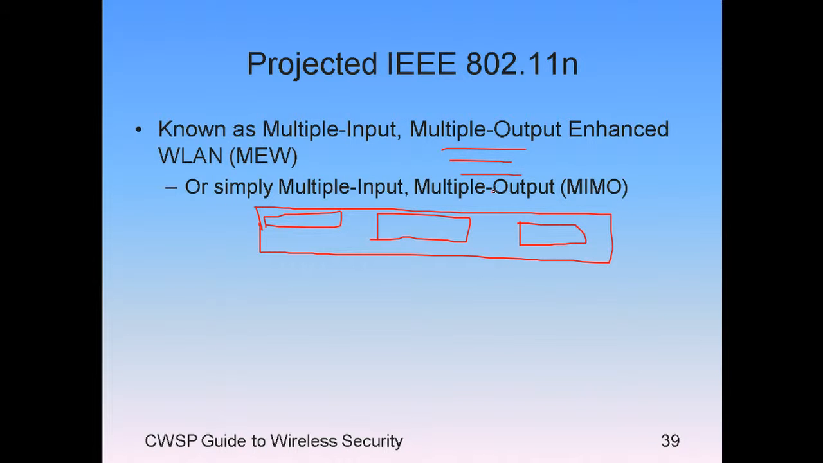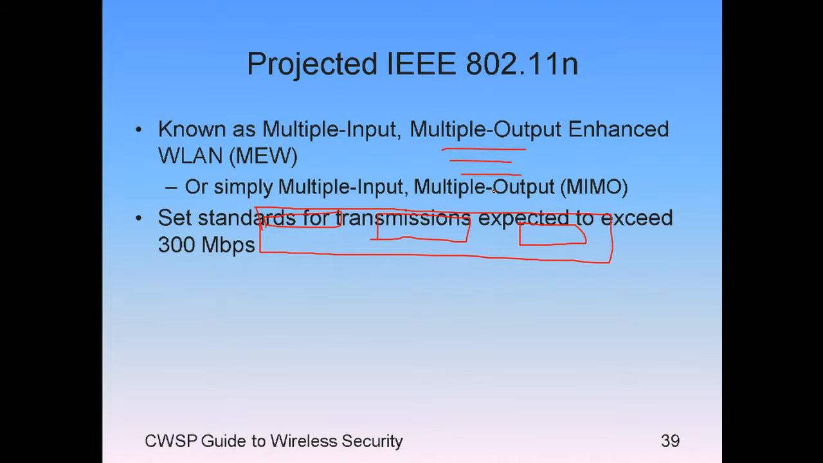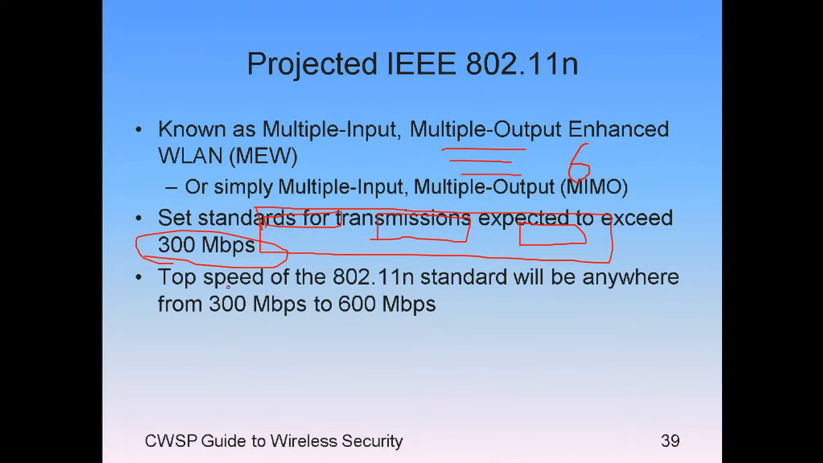So multiple input, multiple output allows us to have a higher speed, and in many cases, and this is just kind of what I've seen, they're going to go a little bit further. Standards for the transmissions are expected to exceed 300 megabits per second. They did. Theoretically, you can get 750 meg, maybe a gig. That requires an access point with a number of antennas. I think 6 antennas, which have not really been built.